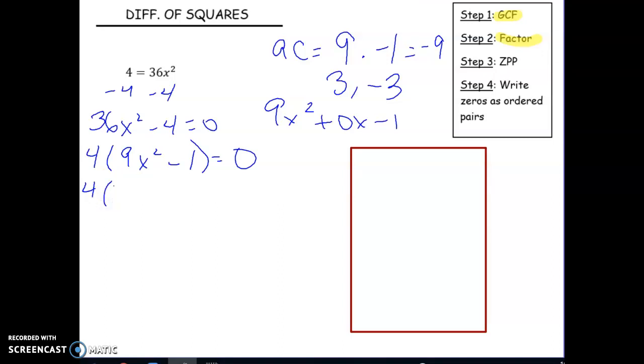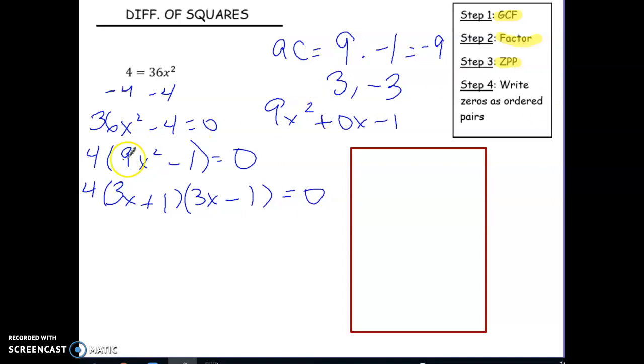Well, the thing that squares to be 9 is 3. So I'm going to need a 3x in both of my parentheses. The thing that squares to be 1 is 1. And then the signs in the parentheses are opposites. This one is plus, and this one is minus. Okay, I have this one is linear. This one is linear. I have factored as far as I can factor. So now I'm ready for the ZPP, ready to do that zero product property.